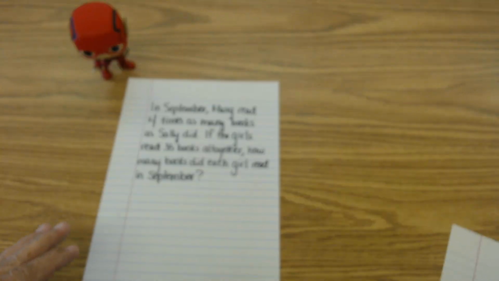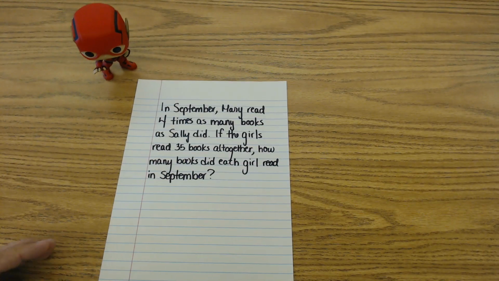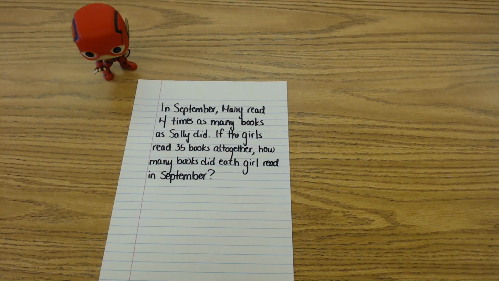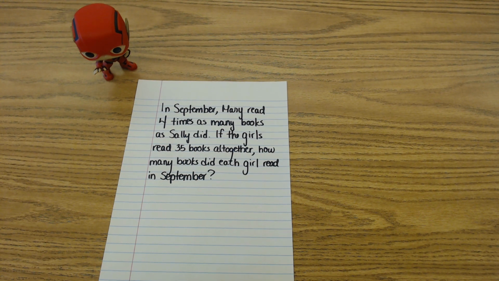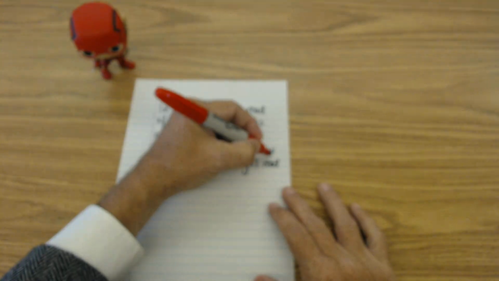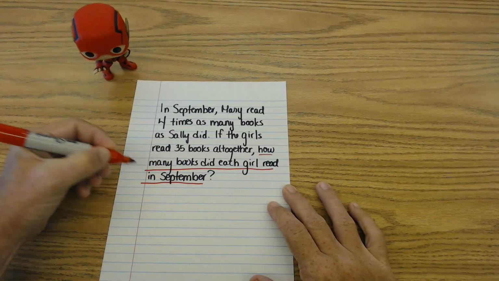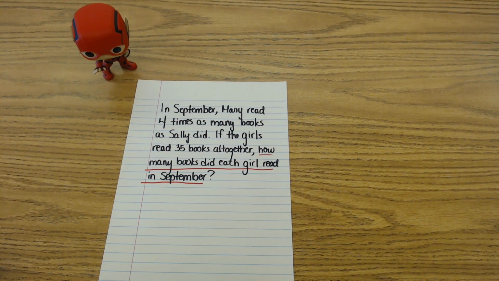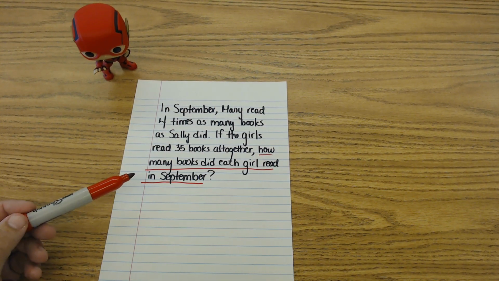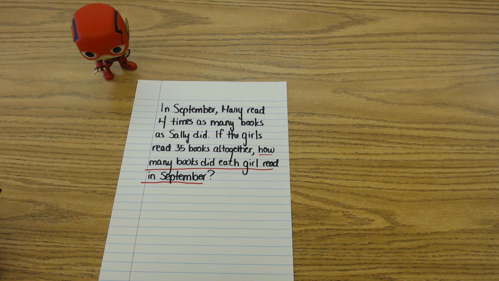Suppose we had the problem, in September, Mary read 4 times as many books as Sally did. If the girls read 35 books altogether, how many books did each girl read in September? First thing we want to do is underline the question that we're being asked to solve to make sure that when we come to an answer, we check it against the question we've been asked to make sure it answers that question.